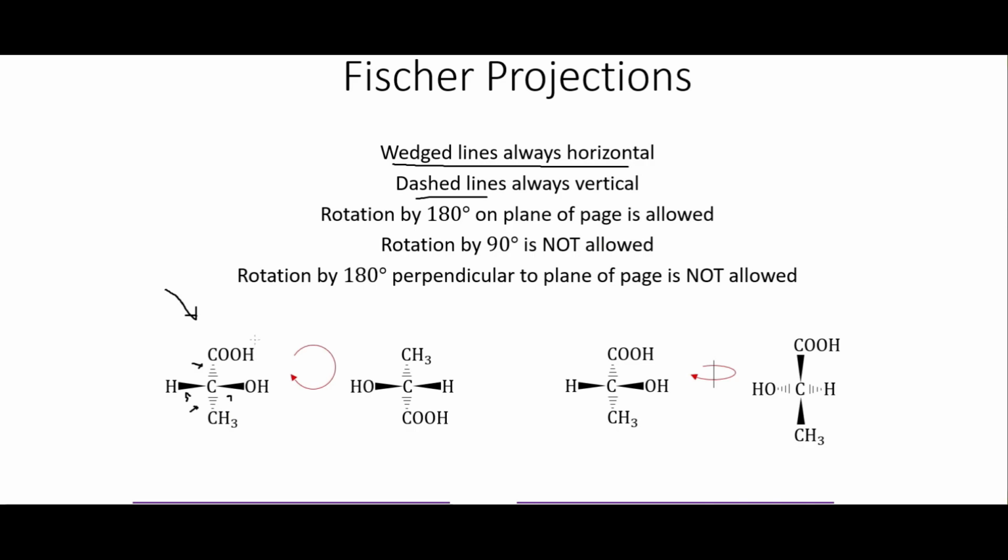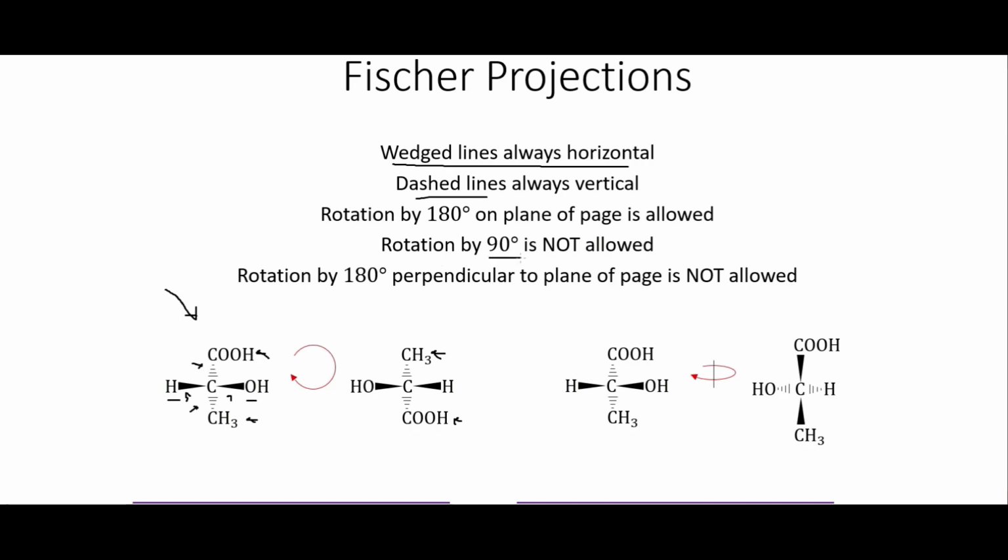So that's how we draw the Fischer diagram there. And so the rules of how we can actually manipulate these in space. Rotation by 180 degrees on the plane of the page is allowed. So moving this one right here to the down position, this one then going to this up position and interchanging this hydrogen and this hydroxide here. So that is an allowed move when we're using these Fischer projections.